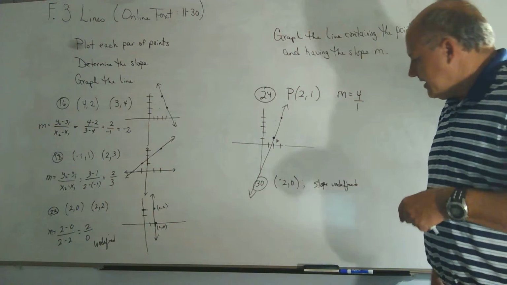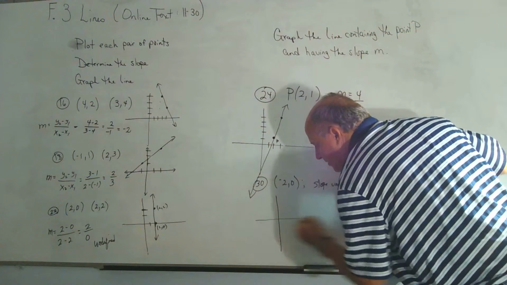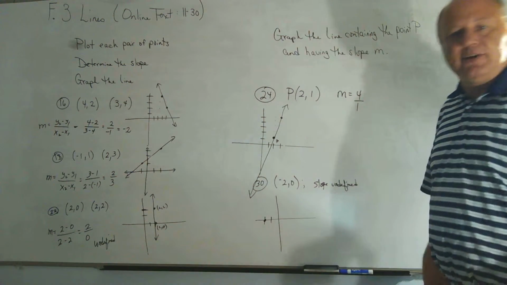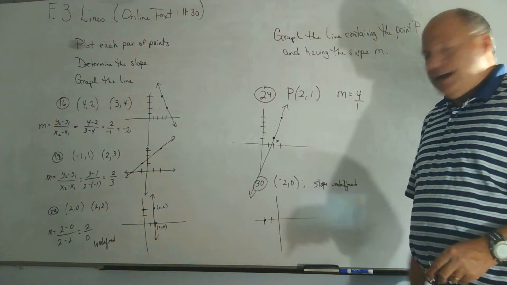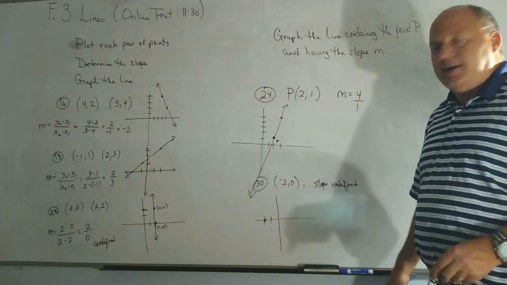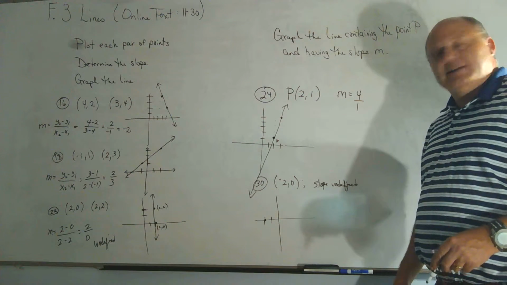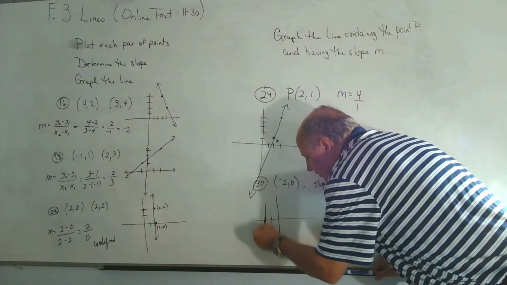And on this one, it's -2, 0. So -2, 0 is a quadrantal point. It's on the negative x-axis. And it's got a slope that's undefined, so it's kind of like number 22 over there. It's -2, 0, but it's got an undefined slope, so it's a vertical line.